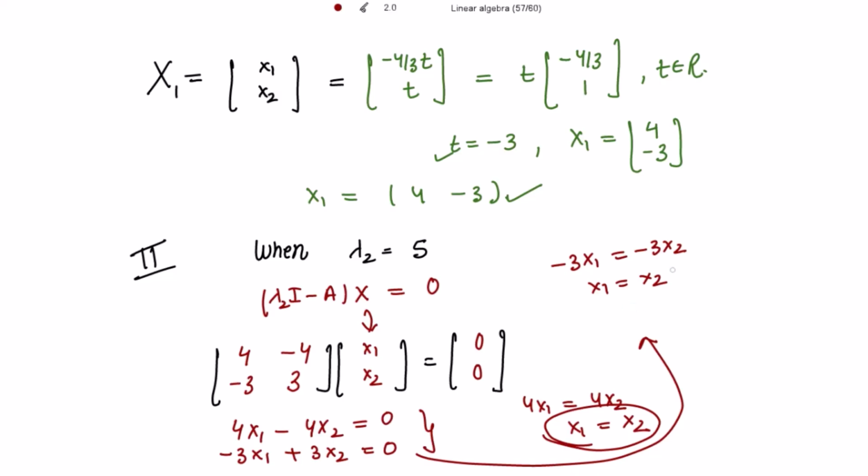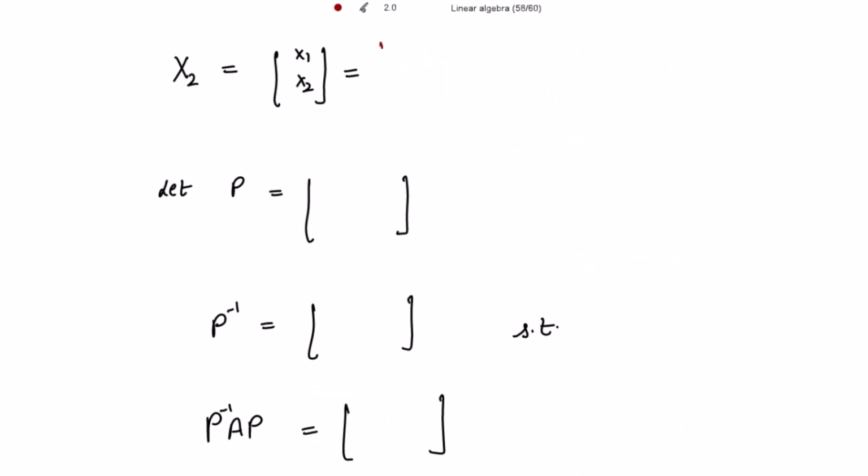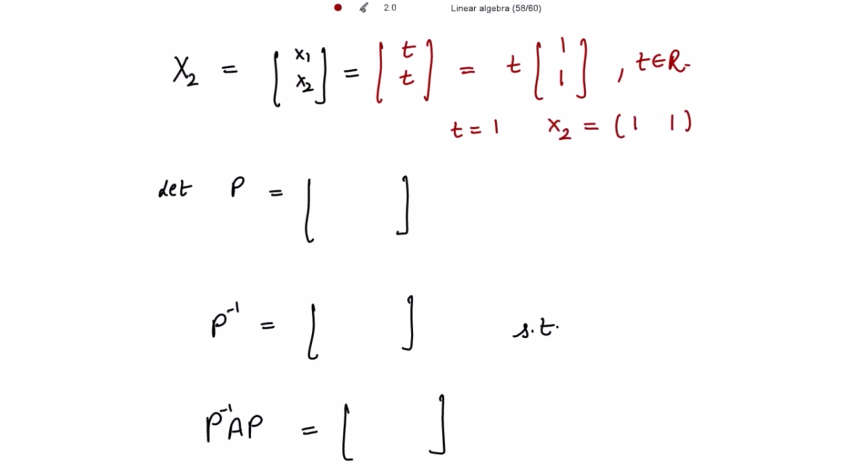That means if I give x2 equal to t, where t belongs to the set of real numbers, I will get x1 and x2 both equal to t, right? So now writing the eigenvector, what is x1? It is t, and x2 is also t. If I take t outside, I will get 1 and 1, for t belonging to the set of real numbers. If I give the value t equal to 1, I will get the eigenvector x2 to be 1, 1.